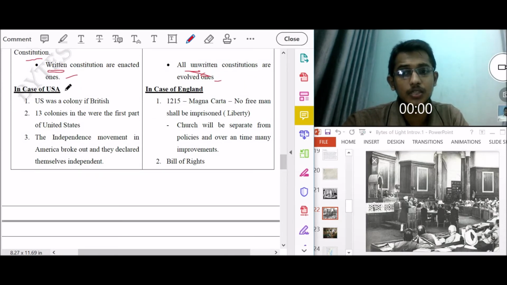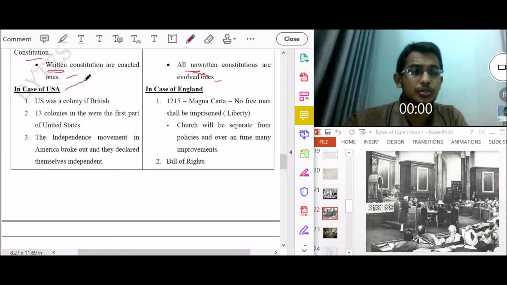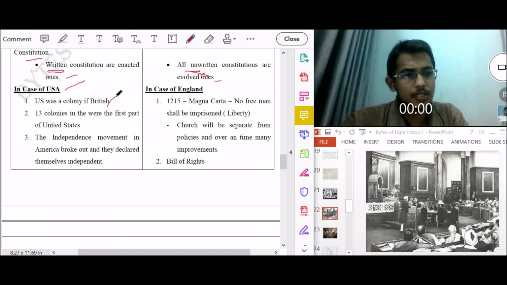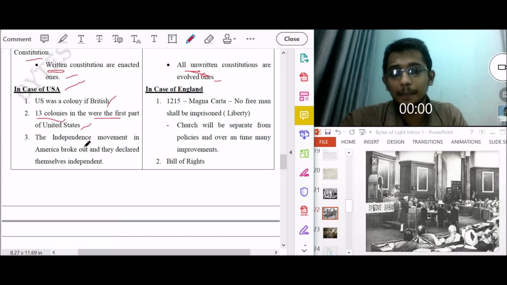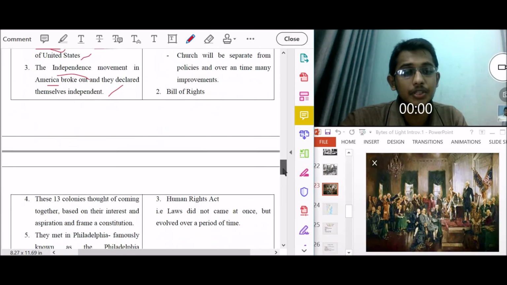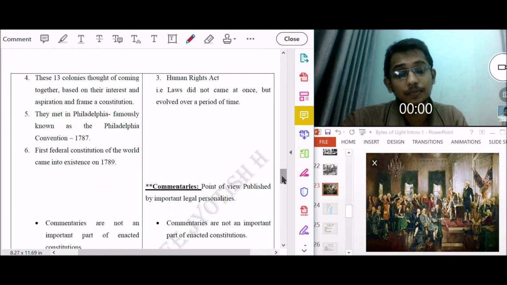First, we shall see the case of USA. So USA is an enacted constitution. The US was a colony of the British. They wanted independence from the British. That is, 13 US colonies were the first part of the United States, and they made an independence movement. The independence movement in America broke out and these 13 colonies declared themselves independent. These are the pictures representing the representatives of all these 13 colonies. You can see the US type flag here.